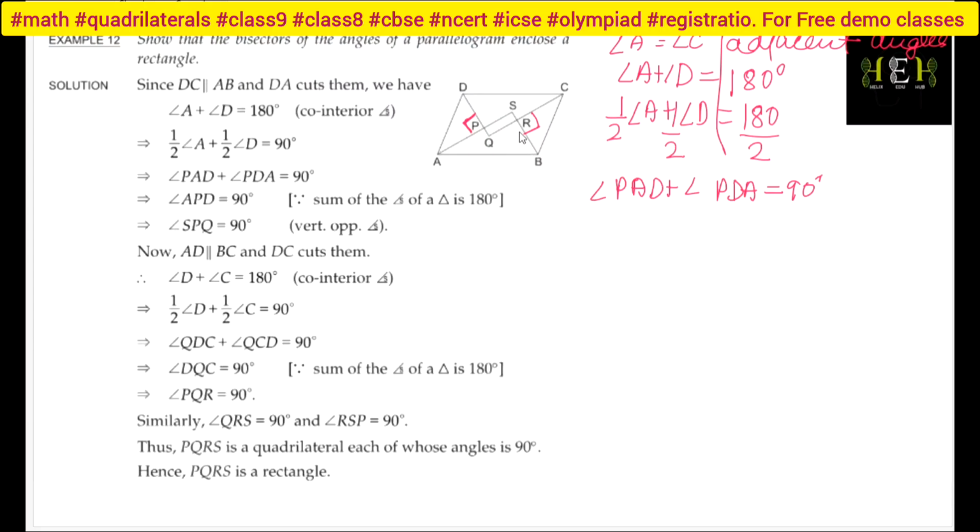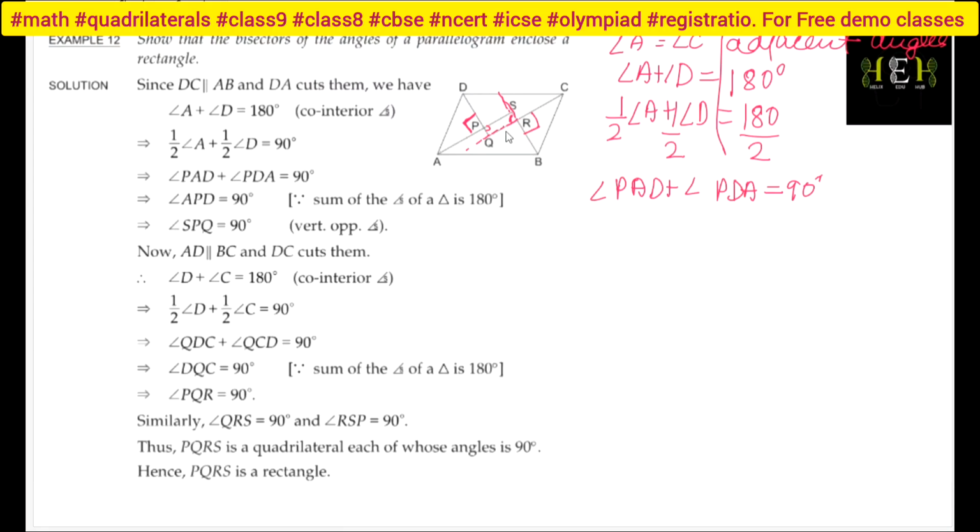Now when this one is 90 degrees, if I extend these two lines, this will also be 90 degrees. Similarly this one is also 90 degrees. Is it okay? Now if two angles are 90 degrees, I have to prove this one also, because the diagonals are bisectors. So angle SPQ is also 90 degrees, and angle SRQ is also 90 degrees. This I have done right now.